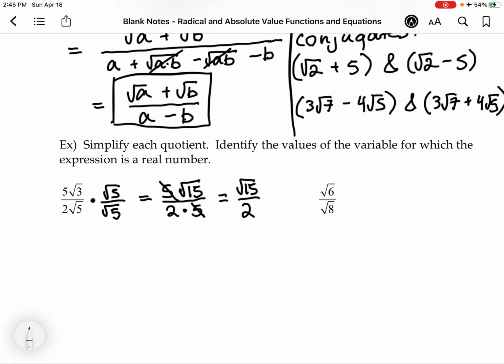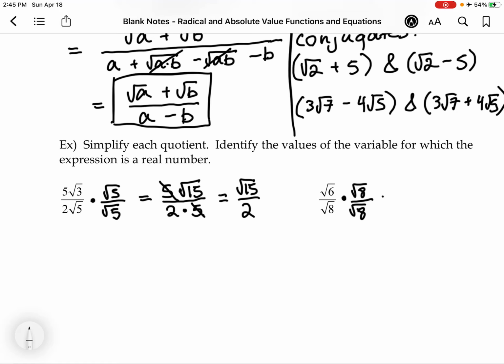Okay, now this next one, you may think that the easiest way to go about this is to multiply by the square root of 8 over the square root of 8. I'm going to start with that because my gut tells me that's what most of you will do. But afterwards I'm going to show you an even simpler process. So let's start with multiplying by the square root of 8 over the square root of 8.